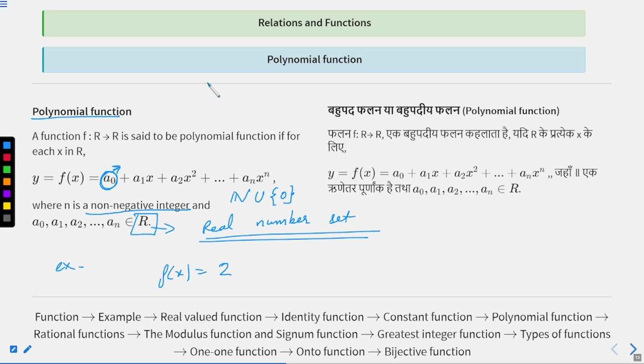If someone asks whether a constant function is a polynomial function, yes, indeed, when n gets 0, then the polynomial function reduces to a constant function. Okay. I hope that it is very clear to you. Let's move to next. Okay.